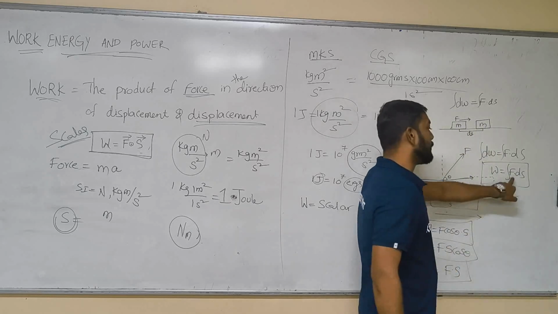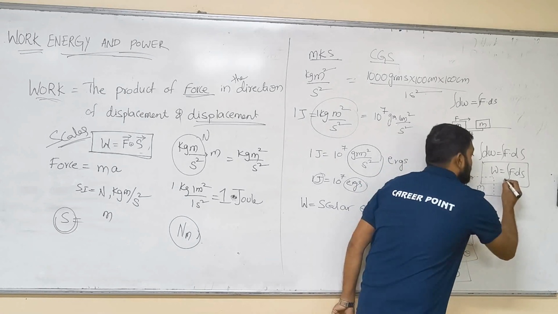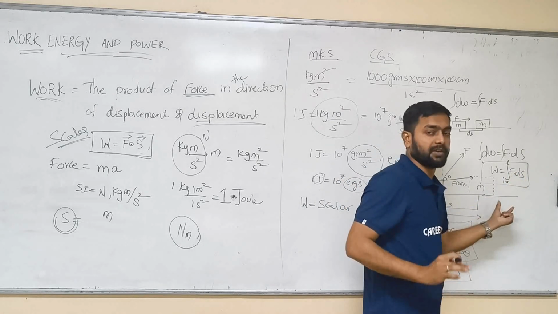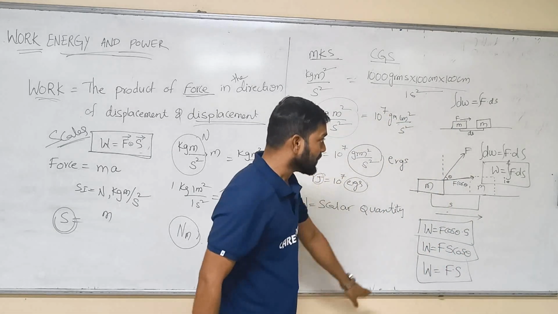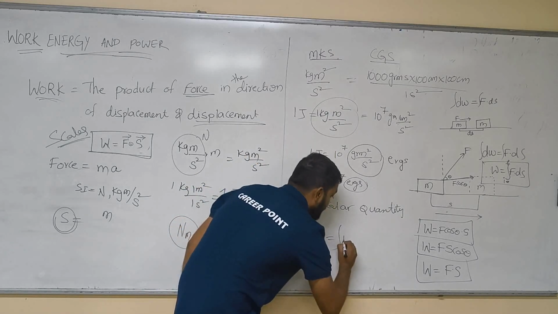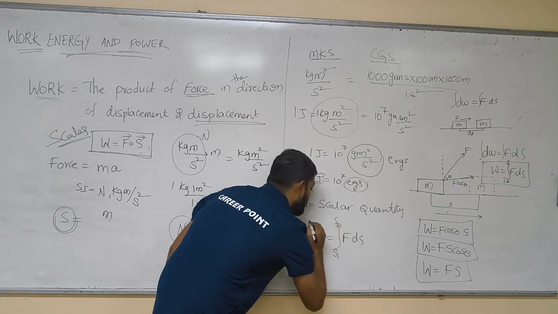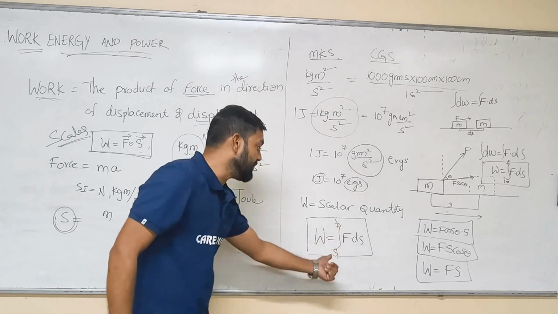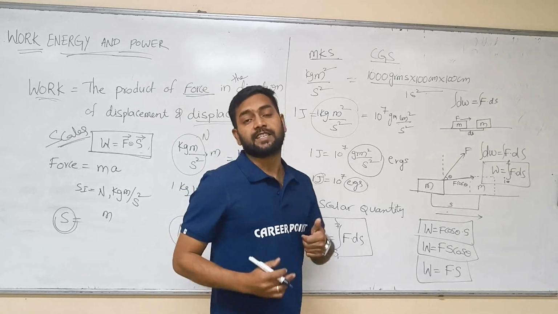So here the force is constant, but the displacement is changing. We need to take the limits here, initial limit and final limit of the displacement, for a change in the displacement. So the work done will be equal to the integration of F dot ds, where the limits of the displacement are si to sf, initial displacement to the final displacement.